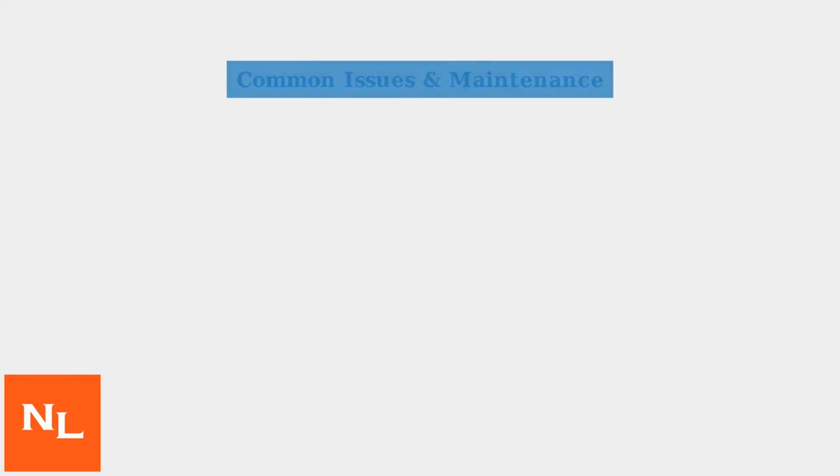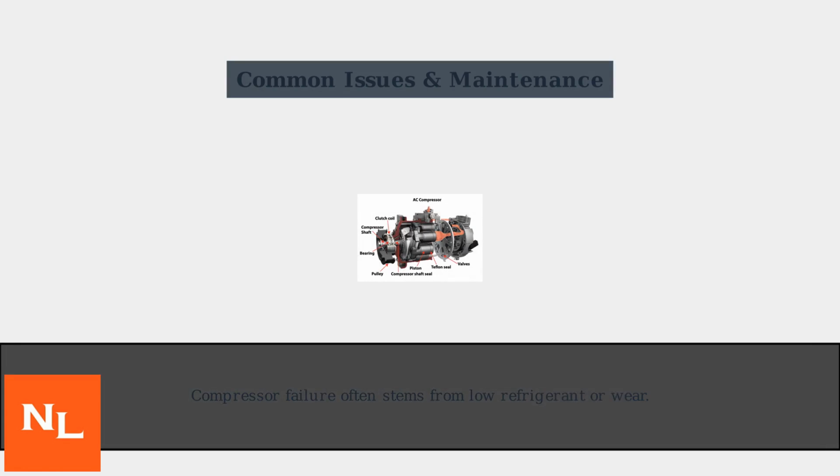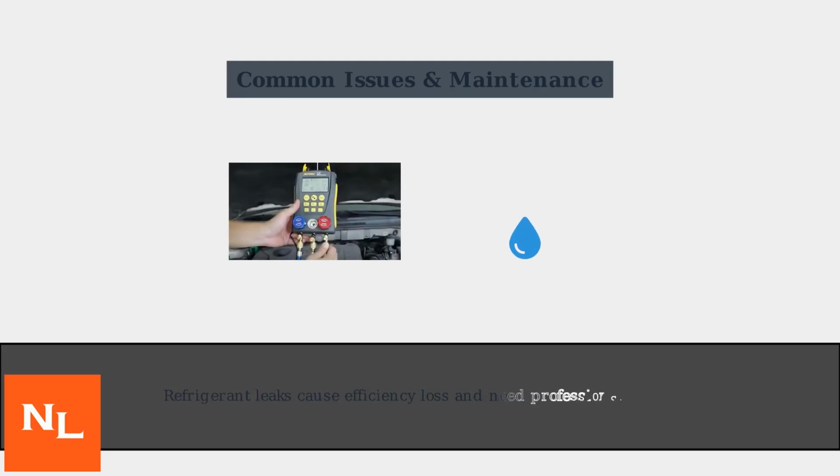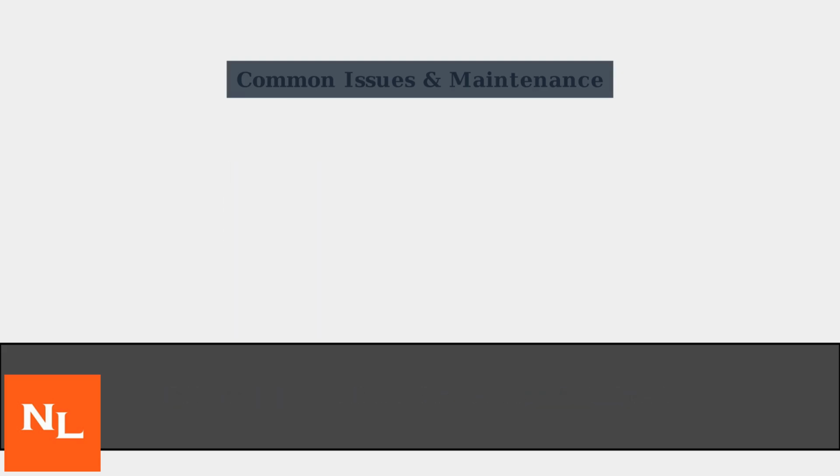The B-Class W245's air conditioning system can develop common issues over time. Compressor failure is one of the most frequent problems, often caused by low refrigerant levels or mechanical wear after years of use. Refrigerant leaks are another common issue, leading to reduced cooling efficiency and potential system damage. These leaks can occur at seals, hoses, or the compressor shaft.